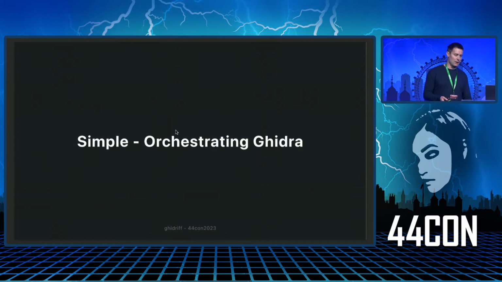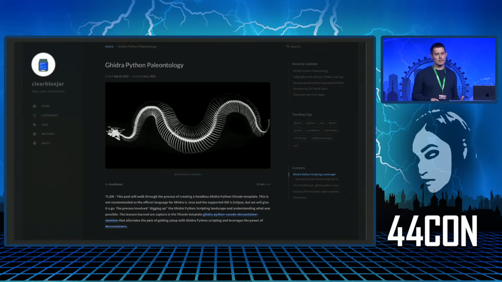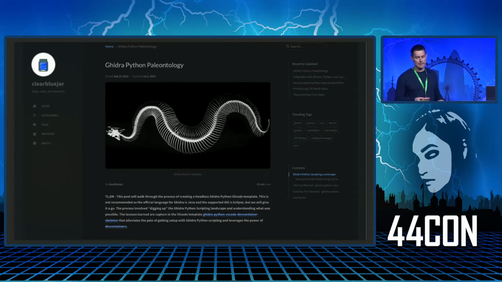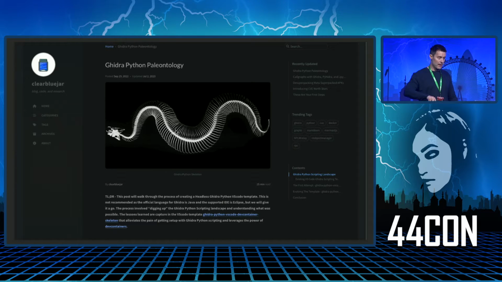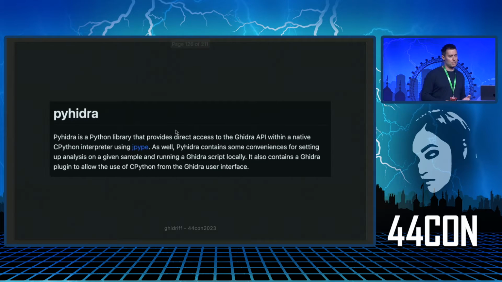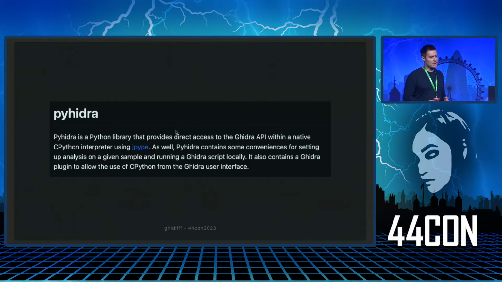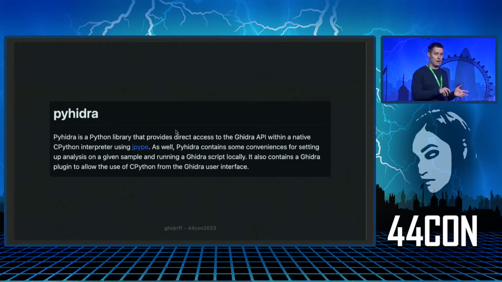Now, orchestrating Ghidra: how do I talk to Ghidra from Python? I did some research into this, and I put a blog post out called Ghidra Python Paleontology. I basically did a systematic review of all the available Python to Ghidra scripting plugins, and it's pretty extensive research. The best one I found was a project called Hydra. And this allows me to use Python 3 with Ghidra.